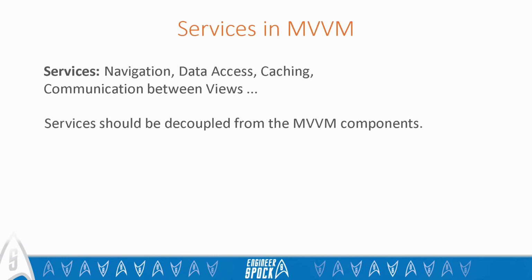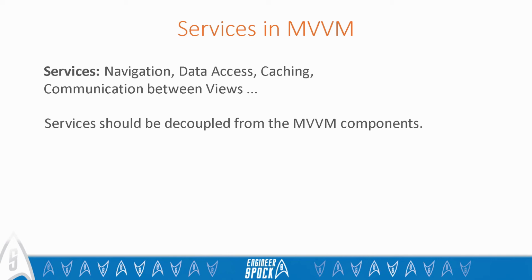Services need to be decoupled from MVVM parts, since they have their own concerns which can be changed over time. Changes in services should not touch either models or view models. So, if a data access mechanism changes, say you change it from access to a local database to data access through the cloud, models and view models should stay unchanged.